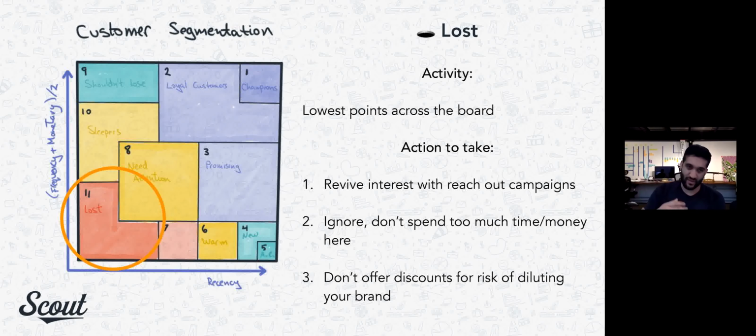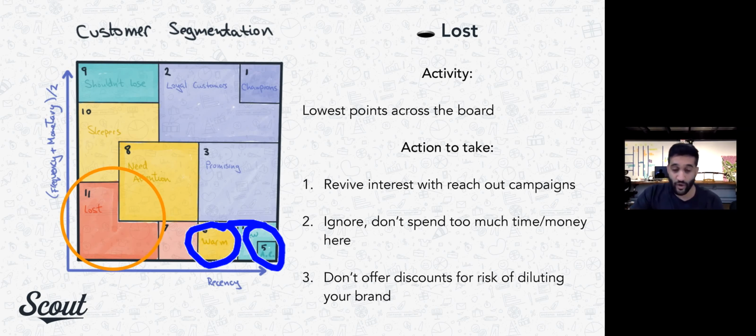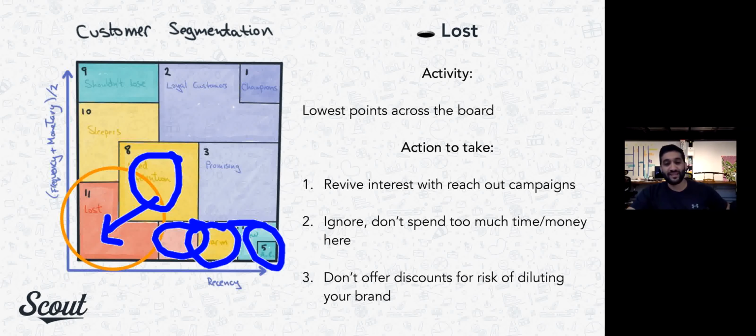Once somebody reaches this segment, if you've been actively targeting your new customers with the right content, and then actively targeting your warm leads with the right content, and then actively targeting your cold leads with the right content, and your needs attention customers with the right content, and they still end up coming there, then likely they won't come back. So again, if you're doing this right, and anyone lands here, then don't spend too much time, because probably your efforts will be wasted.